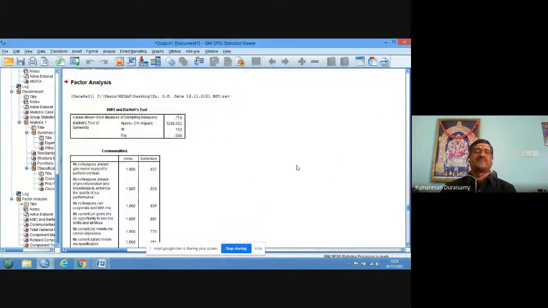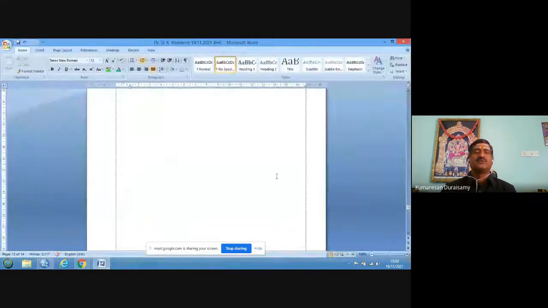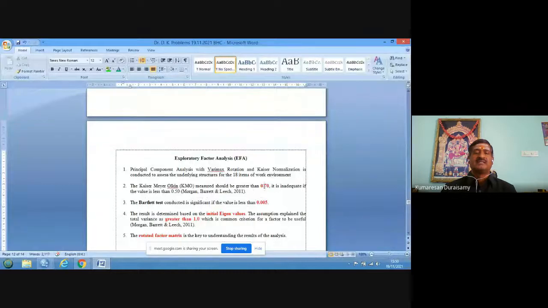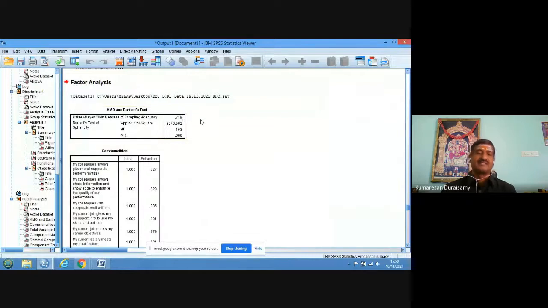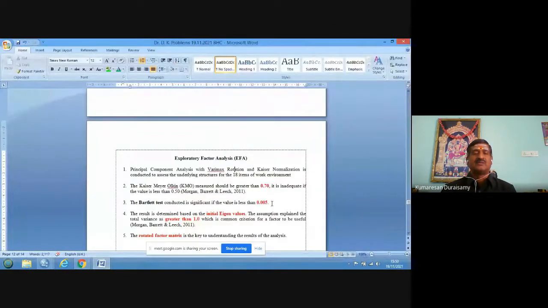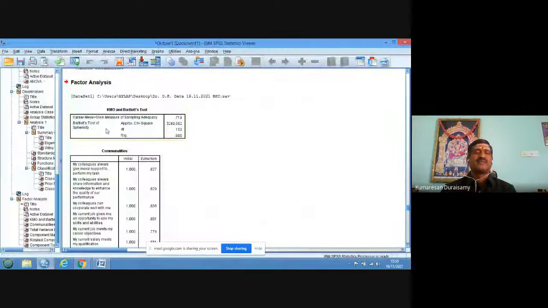First one. Look at this. KMO measure 0.719. What I told you, KMO measure should be greater than 0.7. Here it is 0.719, so it is greater. So we draw the conclusion that the sample is adequate for further analysis. Then look at the significance value of Bartlett's test. It is 0.000. It is less than 0.05, so it is significant.